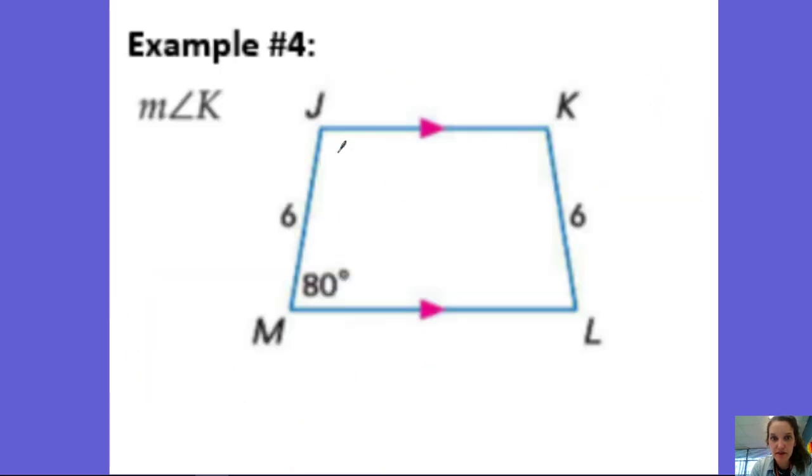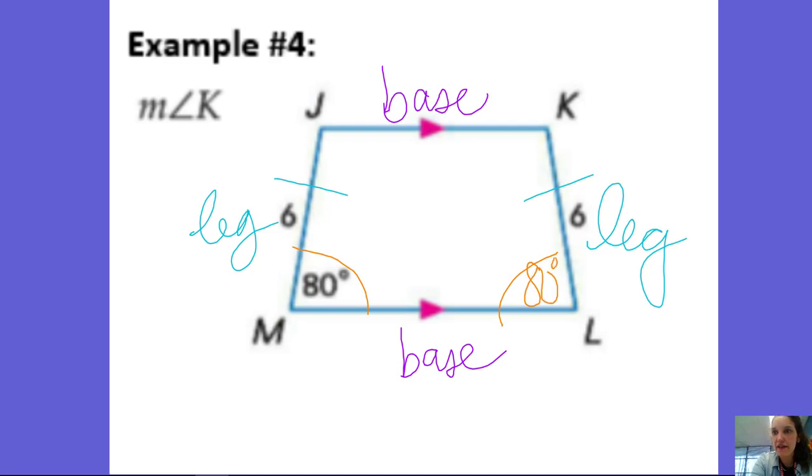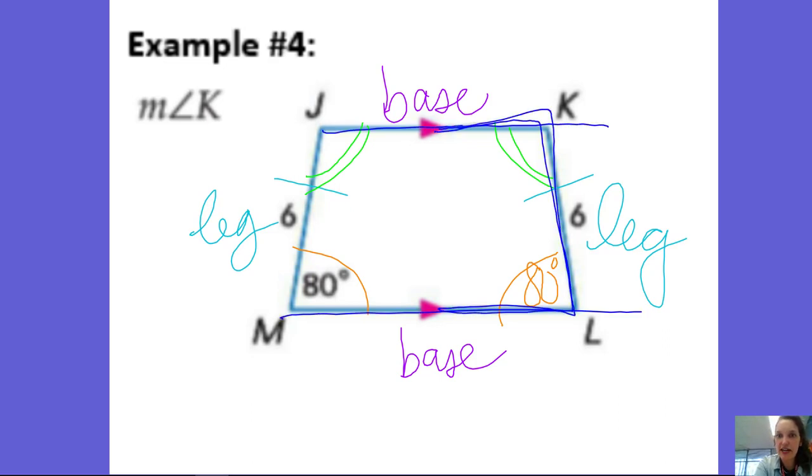All right, so in this example, notice we have our two parallel bases. This is a base and this is a base, making these my legs, leg and leg. Oh, look, they're both 6, so they're congruent. This is an isosceles trapezoid. So these base angles are congruent, making this one 80, and then these base angles up here are also going to be congruent. But I know that these are parallel, making these same side interior, making them supplementary to each other. So this green angle K and angle L, they're going to add up to 180 degrees because they are same side interior, so they're supplementary.